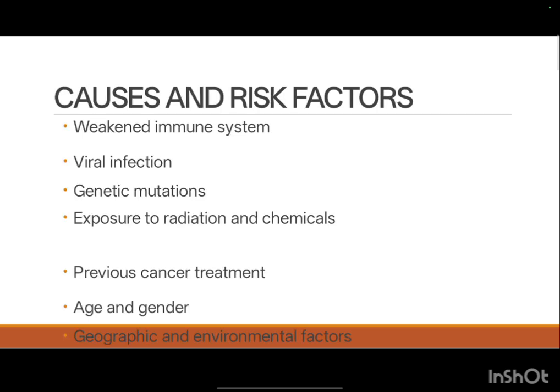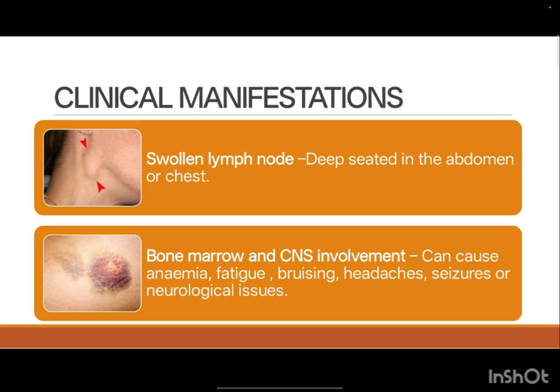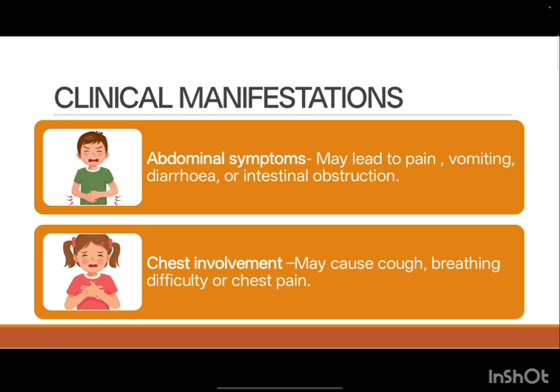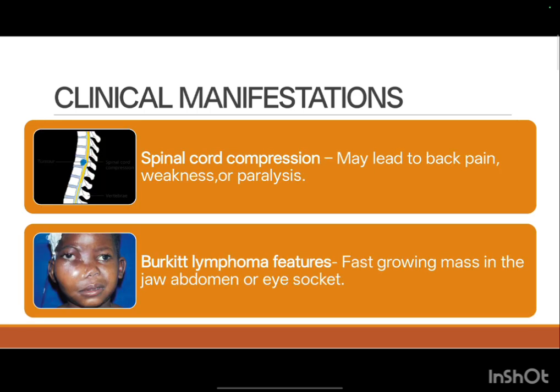Causes and risk factors: weakened immune system, viral infection, genetic mutation, exposure to radiation and chemicals, previous cancer treatment, age and gender. Clinical manifestation: swollen lymph node, bone marrow and CNS involvement. Abdominal symptoms may lead to pain, vomiting, diarrhea or intestinal obstruction. Chest involvement may cause cough, breathing difficulty or chest pain. Spinal cord compression may lead to back pain, weakness or paralysis.